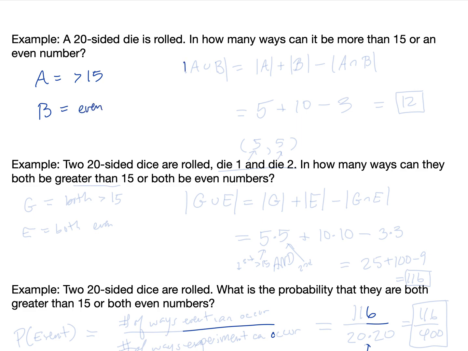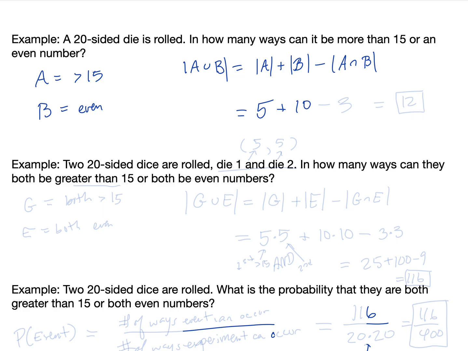Then the number of ways that A or B can occur is equal to the number of ways A can occur plus the number of ways B can occur minus the number of ways that both A and B can simultaneously occur. So here, how many die sides are going to be greater than 15? 16, 17, 18, 19, 20. There's 5 of them, plus the number of even values on a 20-sided die.